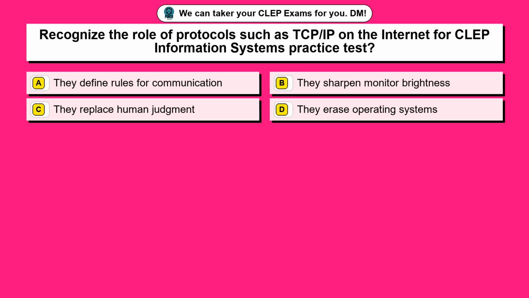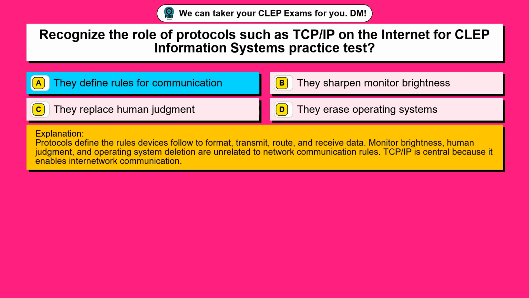Question 29. Recognize the role of protocols such as TCP/IP on the Internet for CLEP Information Systems practice test. Option A, they define rules for communication. Option B, they sharpen monitor brightness. Option C, they replace human judgment. Option D, they erase operating systems. The correct answer is option A. They define rules for communication.